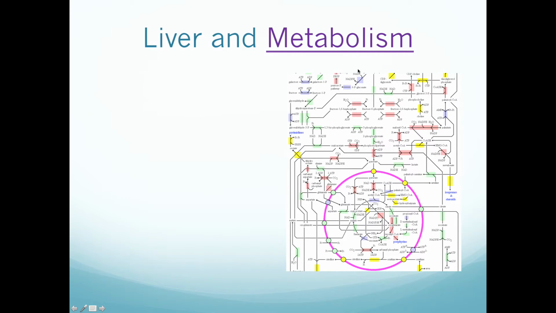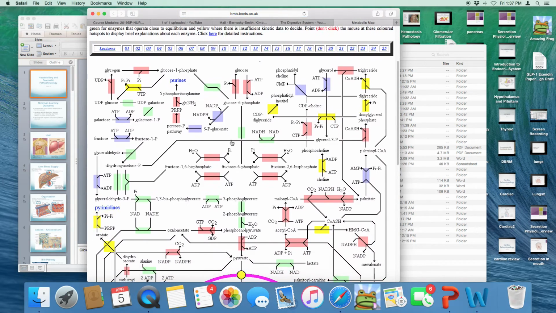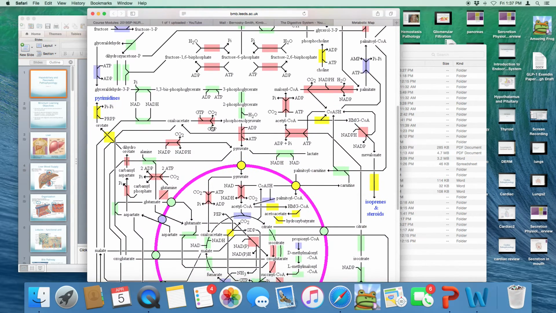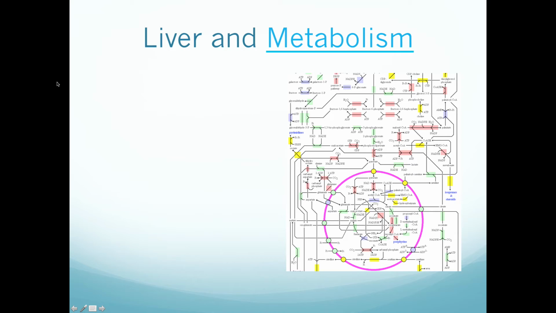So this is an active metabolic map. If you're really into biochemistry, you can check out this map. These are all the different reactions you learn about in biochemistry, so you can click on any one of these and then learn more about it. I'm sure you want to do that all day, but let's keep our eyes on the prize right now.